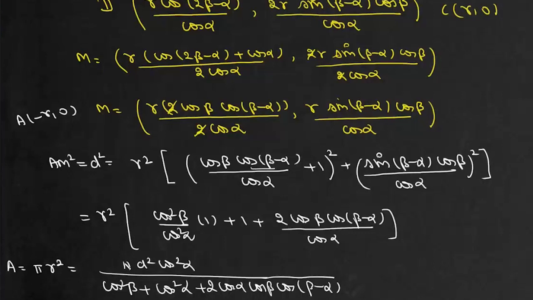So all we need to do is multiply it with pi. So the area of the circle is pi d square cos square alpha upon cos square beta plus cos square alpha plus 2 cos alpha cos beta and cos of beta minus alpha. And this is what we need to prove in this question.